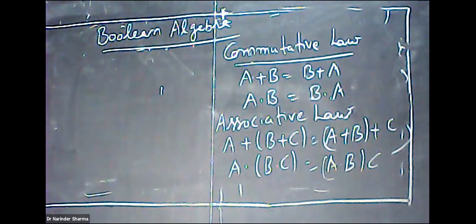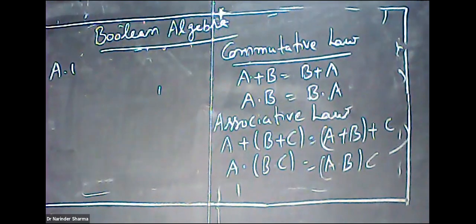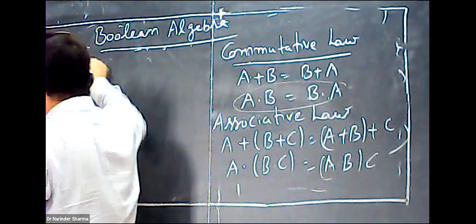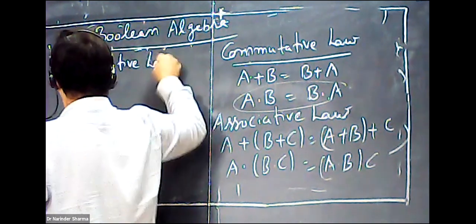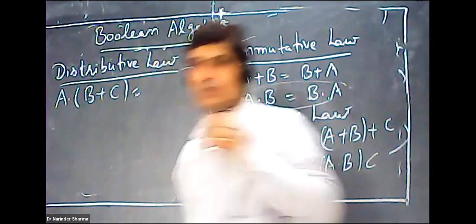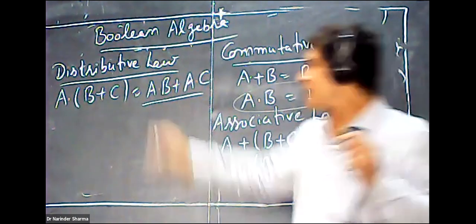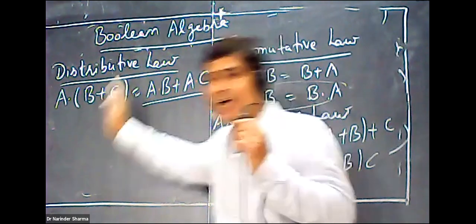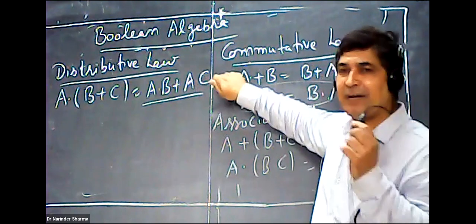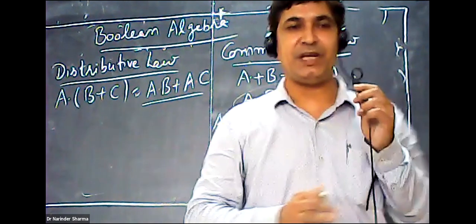Distributive law. It stands for A into B plus C, which is equal to A into B plus A into C. Means, either you first add these two variables and then multiply with A, or you can multiply A and B, A and C separately, then add together. The result will be the same. This is about the distributive law.